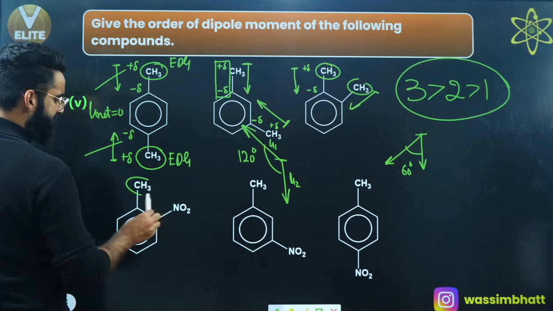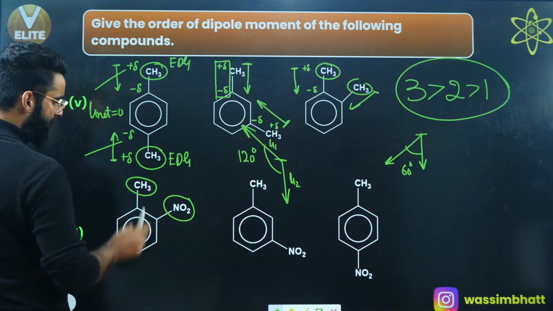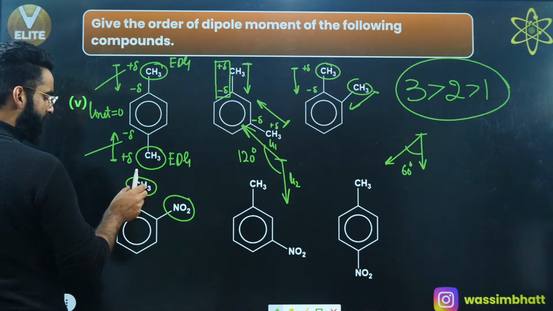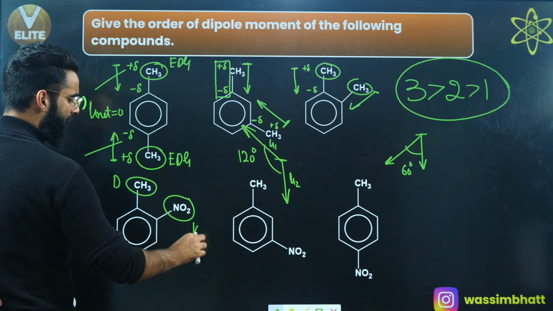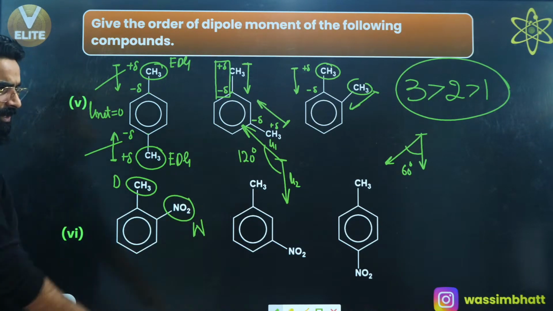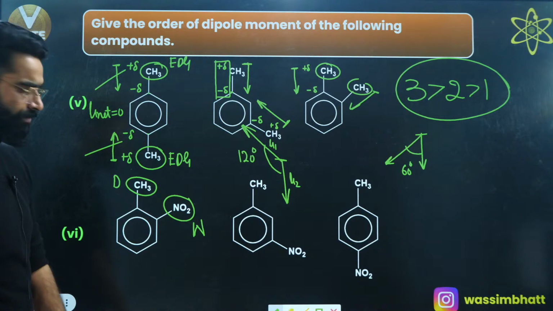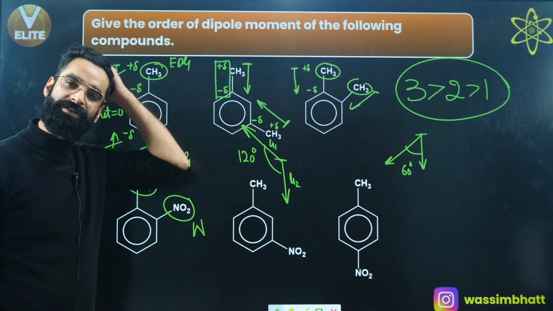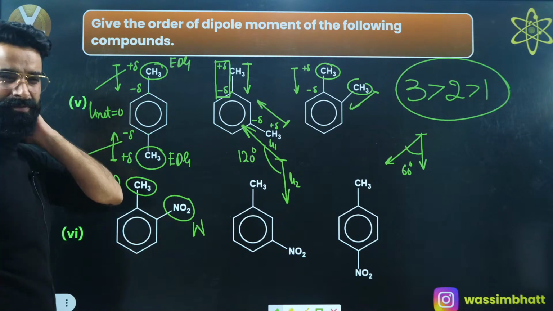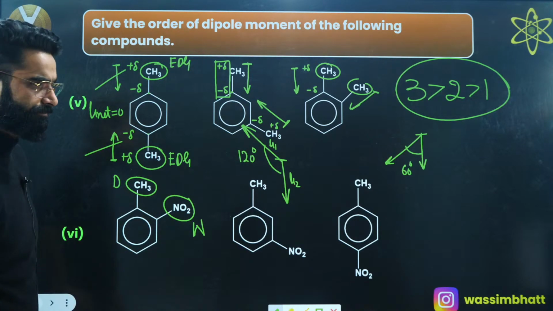Over here we have one CH3 group attached and one NO2 group attached. CH3 is electron donating. NO2 is electron withdrawing. Why is this electron donating and why is this electron withdrawing? That's something I'll be teaching you in GOC when I teach you the electron displacement effects, right after this chapter maybe.